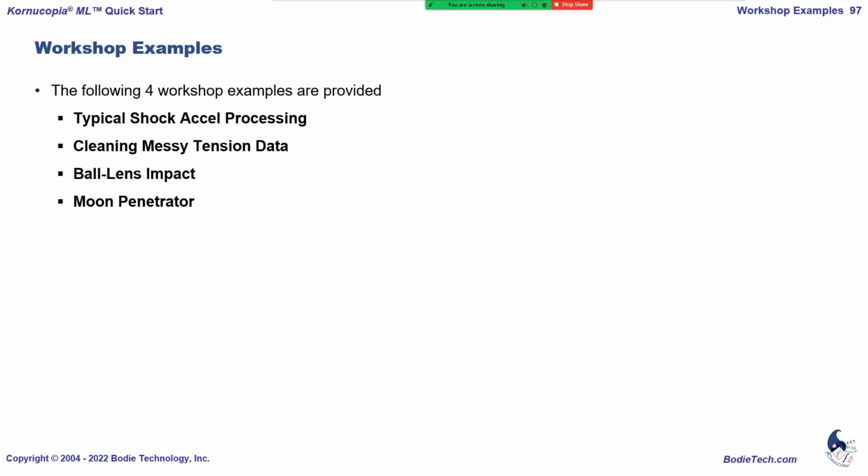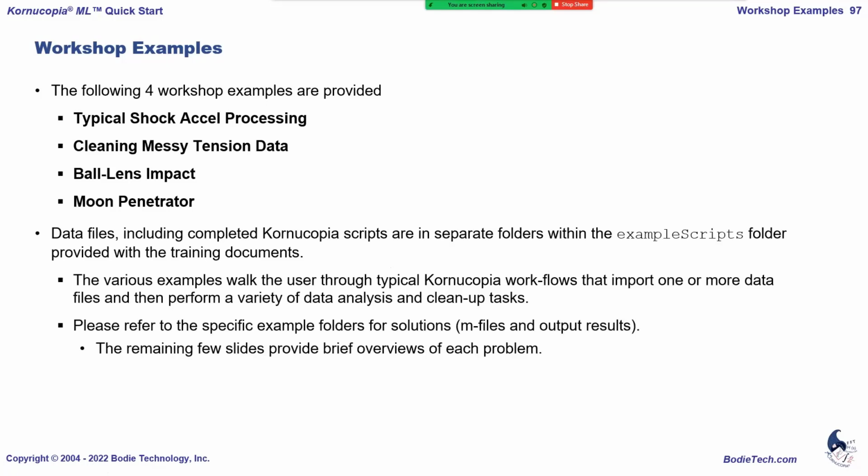And depending how time goes, we will potentially touch on aspects of the last 2, the ball lens impact and the moon penetrator examples. You were given data files for these. They're in the example scripts folder under the appropriate folder for the particular example. And there's also a Kornucopia folder within each one of those that has the M script, which is the solution, as well as a FIG file, which is the result, and a PDF, which is a PDF of the tabbed plots in the FIG file.